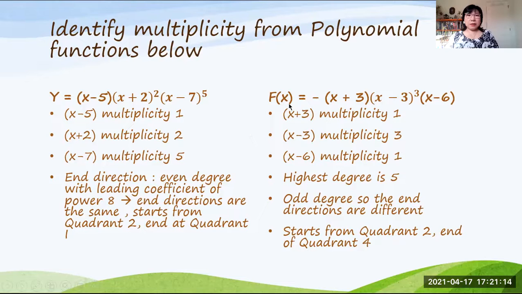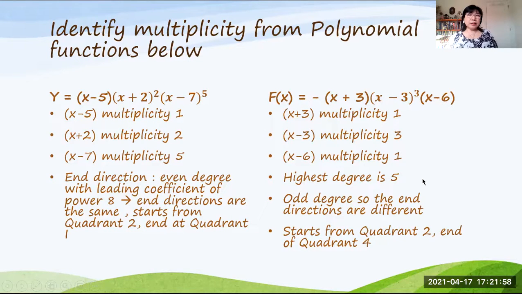Okay, so let's look at the next function, f(x) equals negative (x plus 3) times (x minus 3) to the power 3 times (x minus 6). So x plus 3 represents multiplicity 1, x minus 3 has multiplicity 3 because this is power 3, and x minus 6 also has multiplicity 1. So the graph will cross at negative 3, and cross at 3 with an expanding shape, and then cross at 1 point directly at x equals 6 right here.